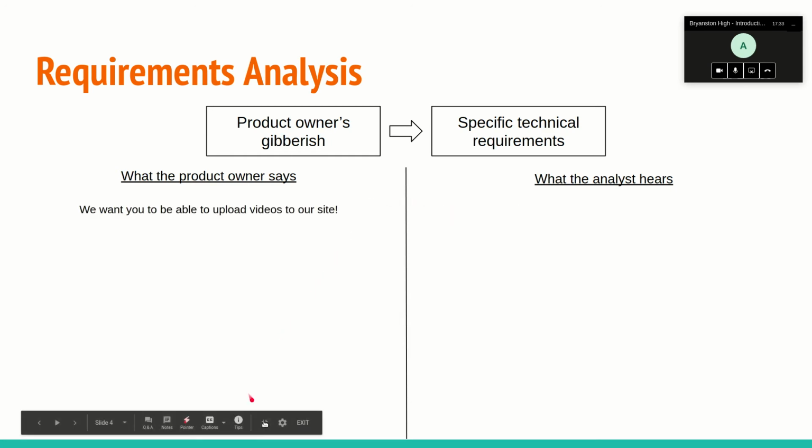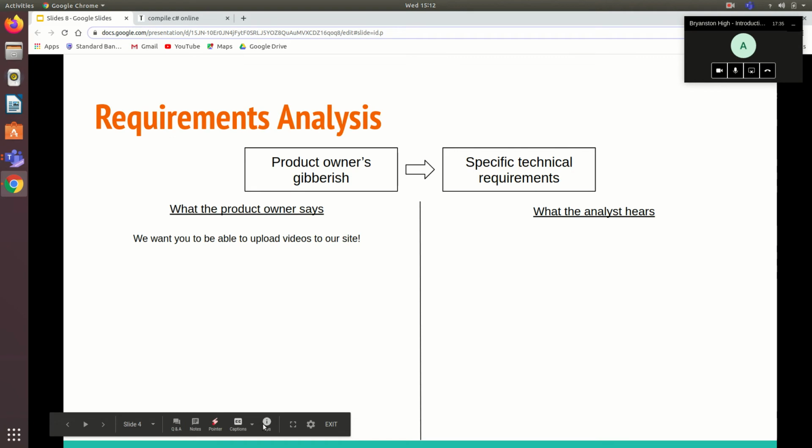So for example, what if a product owner tells you, a business owner, whoever, a partner, they come to you and they say, hey, we want you to be able to upload videos to our site. So they just tell you that sentence. That's the first sentence they tell you. You're in a meeting and they say, we want a site to which you can upload videos.